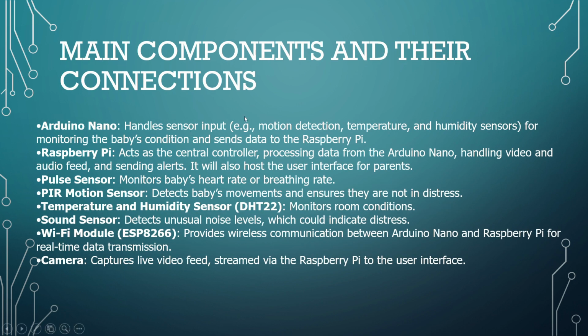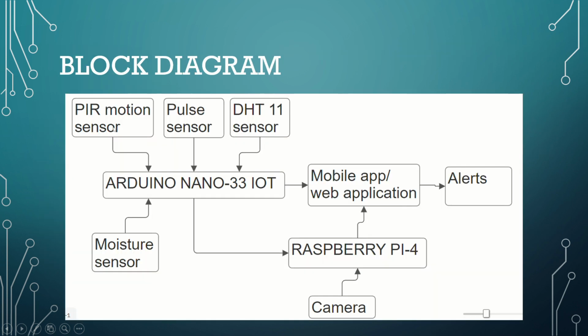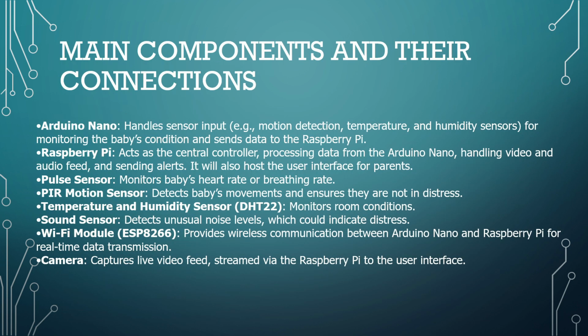Here are the main components that I have used and their connections. I have used the Arduino Nano that will be connected to the sensors, and the Raspberry Pi, which I will use as a central microcontroller. It will be connected to the camera, and the pulse sensor, PIR motion sensor, and temperature humidity sensor will be connected to the Arduino Nano.